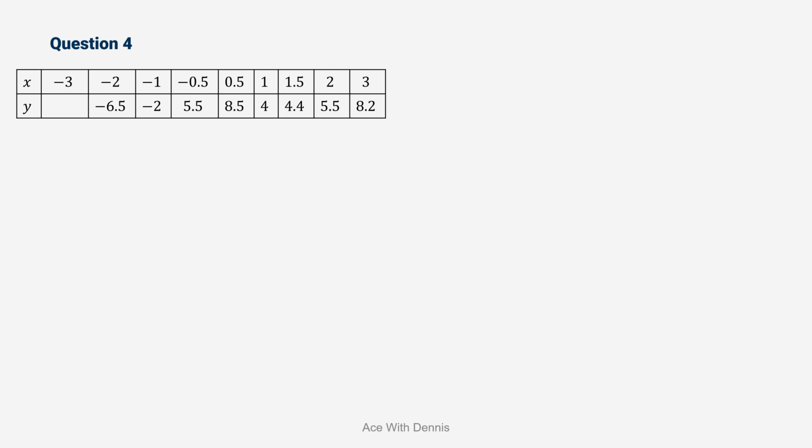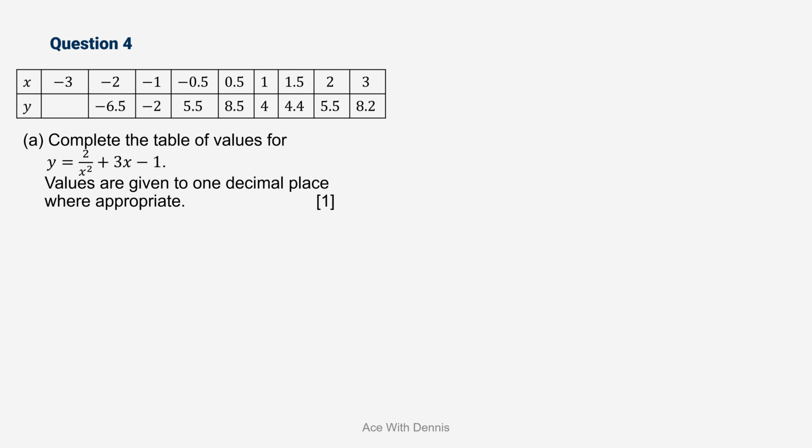Question 4. Given this table. A. Complete the table for values of y equals 2 over x squared plus 3x minus 1. Values are given to one decimal place where appropriate. 1 mark. Alright, so there's one space in the table, which is when x equals -3. Then we need to find the value of y. So very simple, just substitute x equals -3 into the equation given and calculate. We get the answer -9.8.